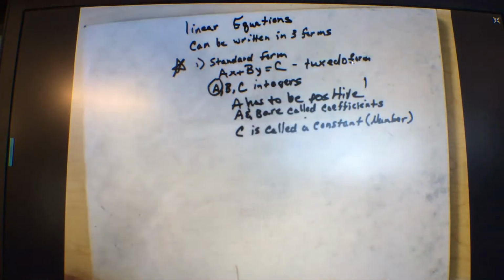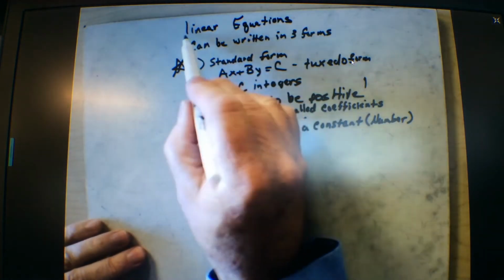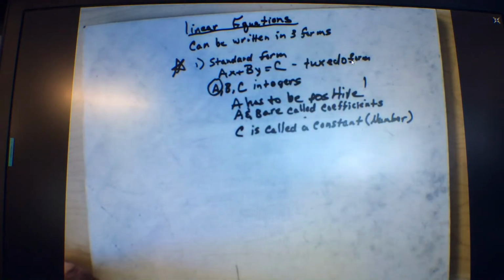Okay, now these are all called linear equations, right? What do you suppose linear stands for? It's a line. So when we graph these, what are we going to get? A line. Okay? All right.